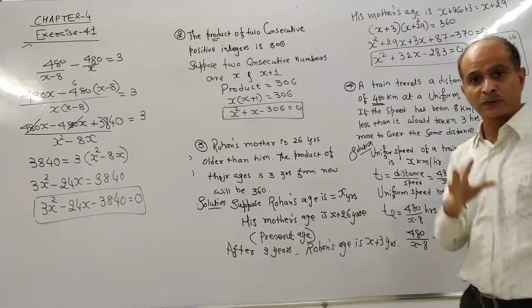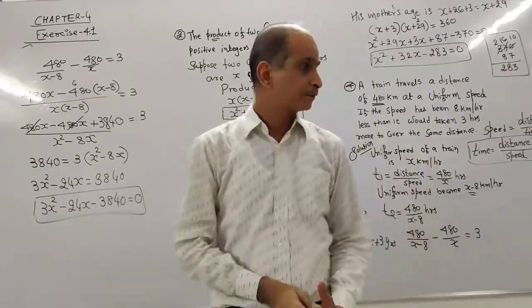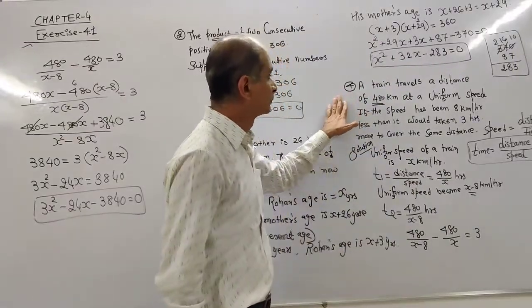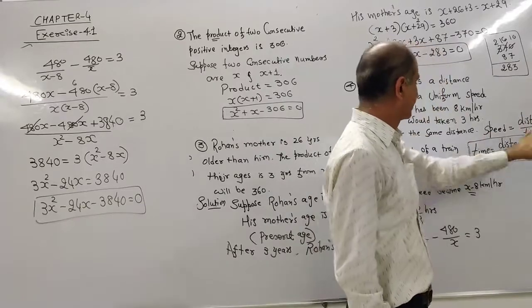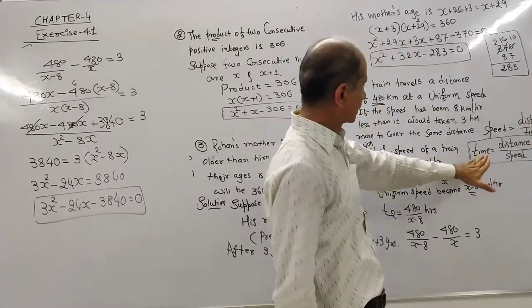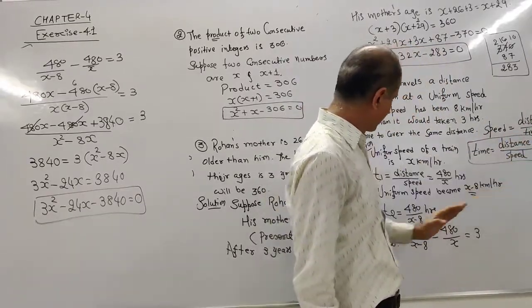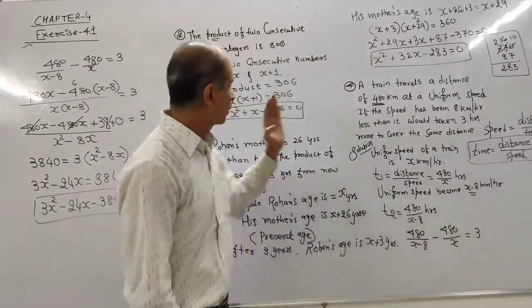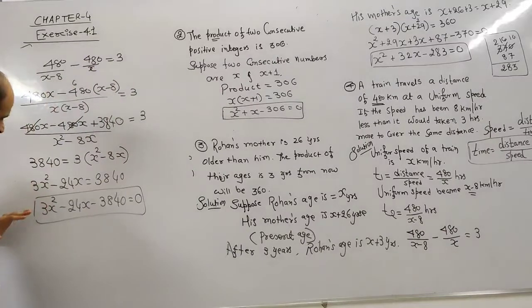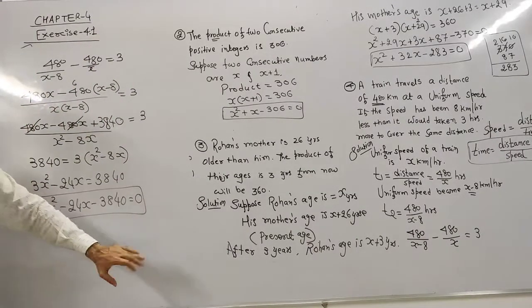And the last, fourth, is very important, and that is the distance related problem. You know one formula, speed is equal to distance upon time. Here you have to prepare the time equation, so time is equal to distance upon speed. The difference of time is given, that is 3. Find the difference, cross multiply it, and then you can convert the equation into the form of ax square plus bx plus c is equal to 0.